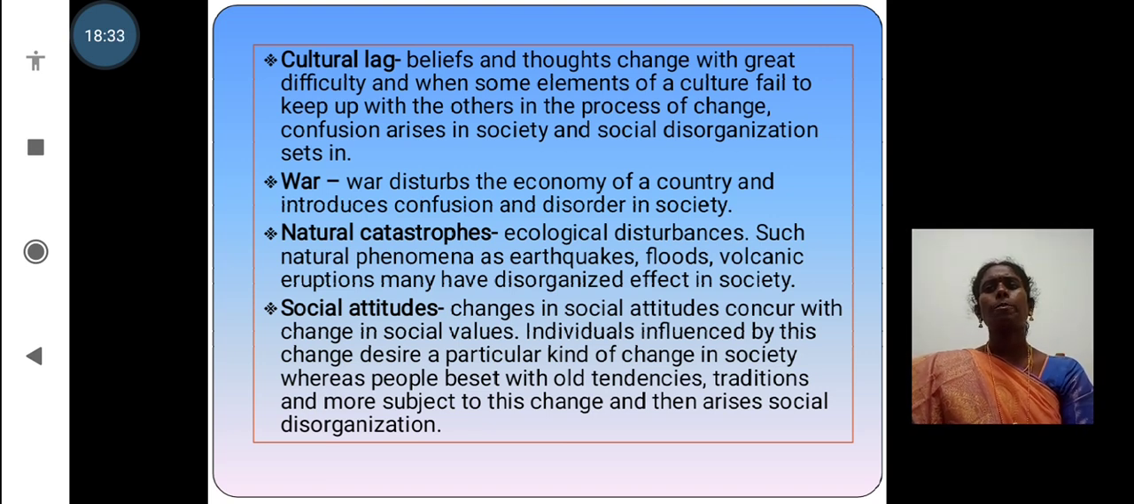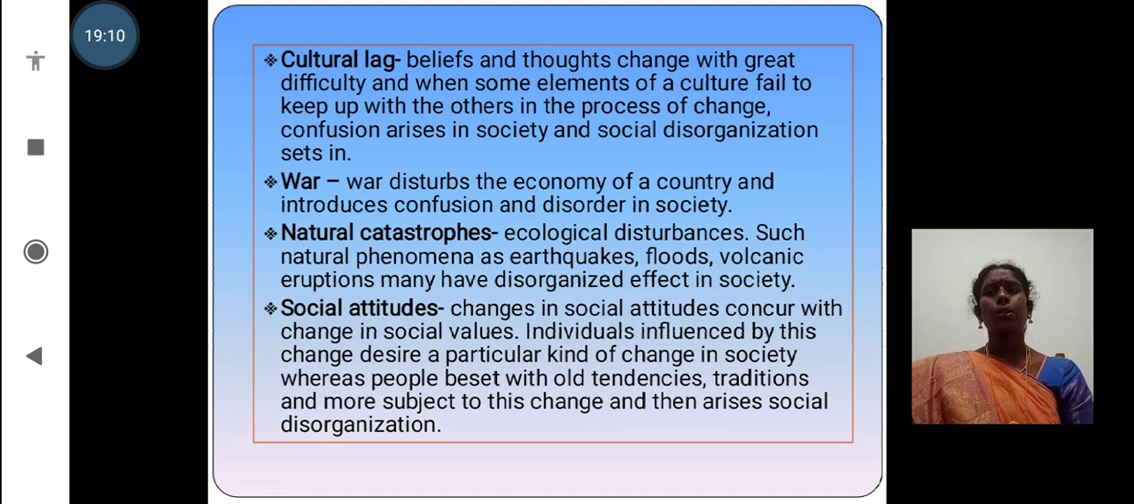Then natural catastrophes and ecological disturbances. Such natural phenomena as earthquakes, floods, and volcanic eruptions may have a disorganizing effect on society, because natural disasters suddenly take place, and groups of people are separated across various places. At that time the social norms and cultural contact will be stopped. So that place will become a disorganized society.